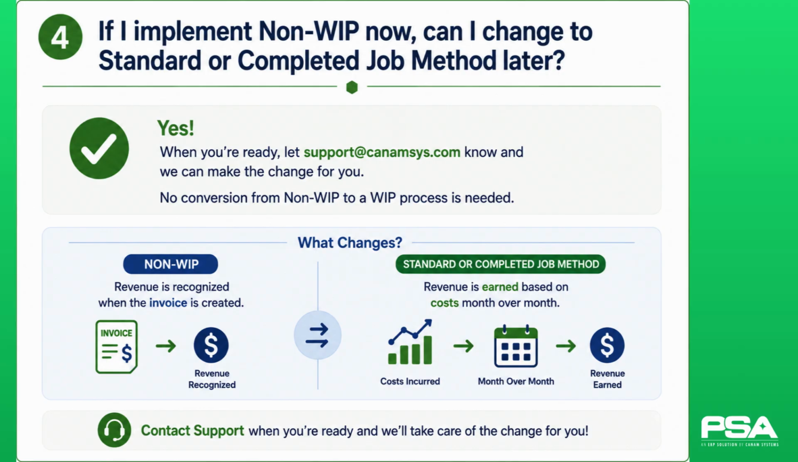With the non-WIP accounting method, revenue is recognized when the customer's invoices are posted. After moving to a WIP accounting method, revenue is recognized through the monthly WIP process, allowing revenue to be earned as work progresses over the life of the job. This provides organizations with the flexibility to start with a simpler accounting workflow today and adopt a WIP accounting methodology later if their reporting or accounting requirements evolve.